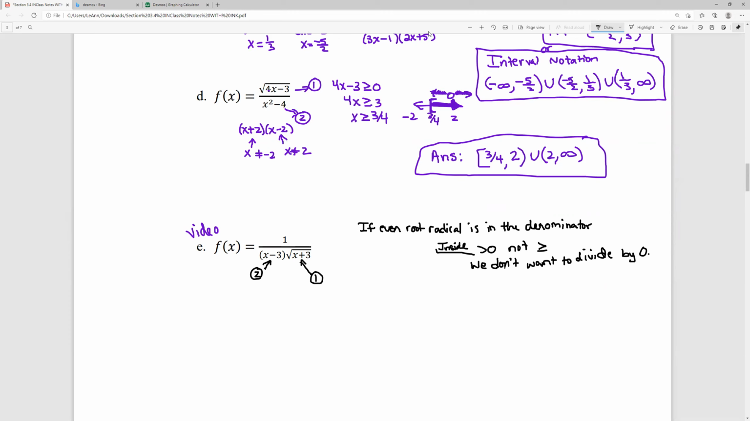So notice up here we did greater than or equal to 0 in part D. That's because the radical was in the numerator. It's okay for a numerator to equal 0. It's not okay for a denominator. So that's really the only difference. It's going to be an endpoint difference.